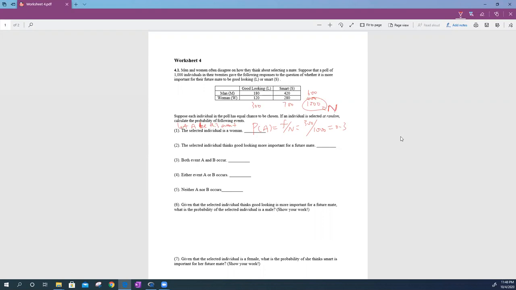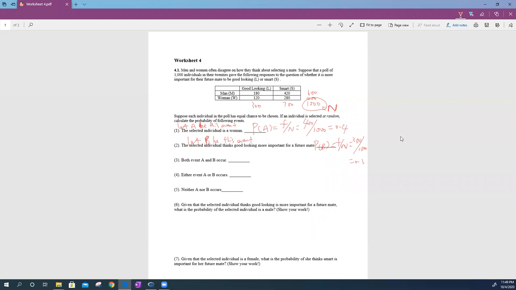And the second one, we let capital letter B be this event. Then we want to know the probability of B, which is good looking is more important. So F over N, the empirical probability rule. So good looking, we have 300 divided by 1,000, then we have 0.3. Okay, here's a tap rule for the first one. It's a female. Actually, the marginal total for female is 400. So I have to correct that. So that's 0.4.